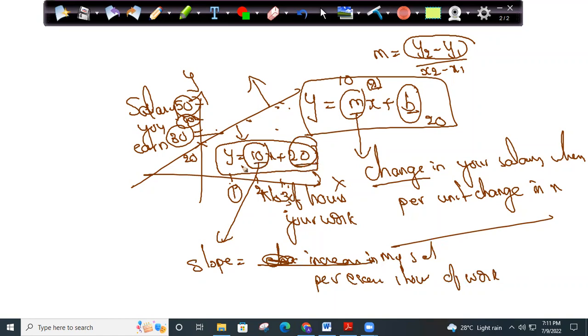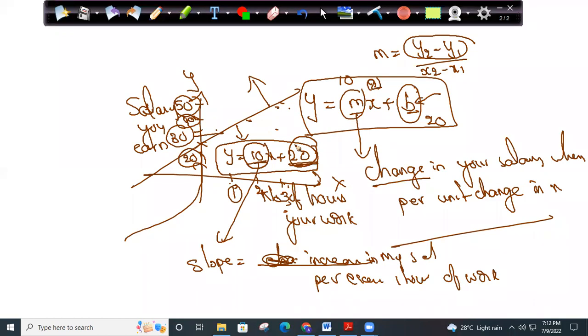What is 20? Even without doing any work, because I'm coming to the office, my employer should pay me some amount. So what does the y-intercept represent? The y-intercept is this number b. What does the y-intercept represent to me here? How much salary will I be paid even before I start my work, which is called the initial salary. So 20 represents the initial salary, and 10 represents the salary I get paid for every 1 hour of work.